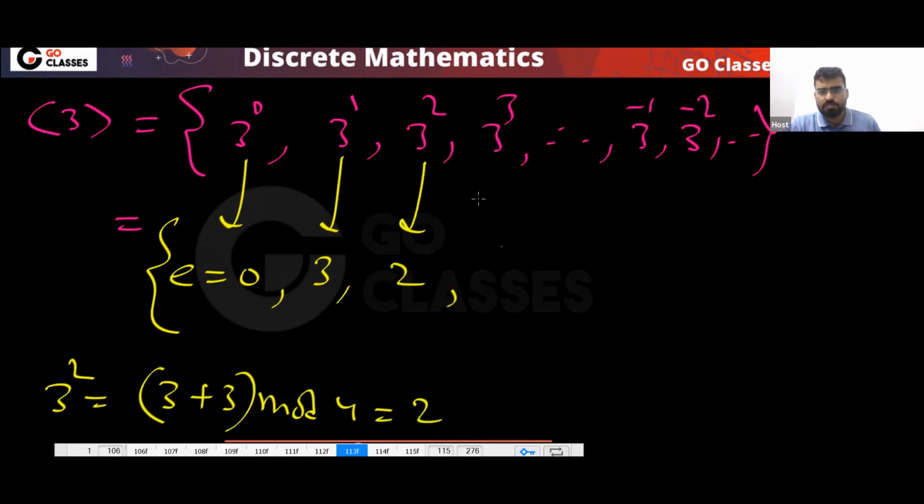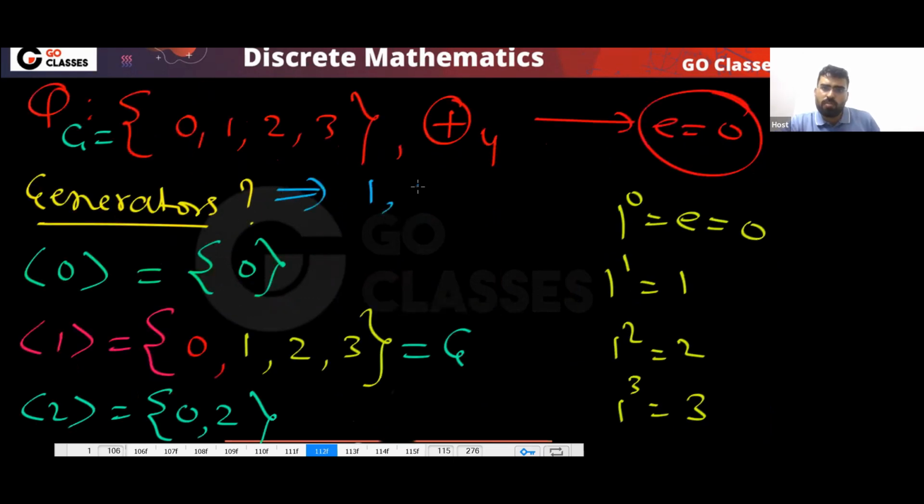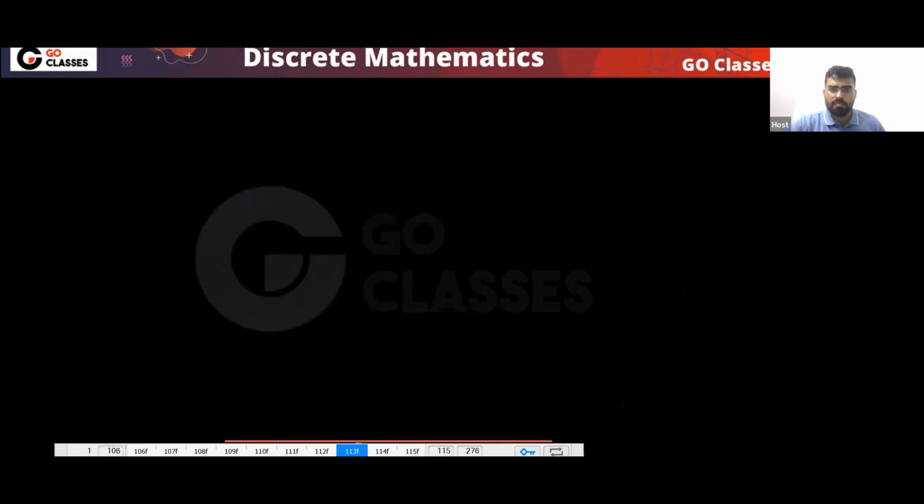What is 3 power 3? That will be 27 mod 4, and that is 3. What is 3 inverse? 3 inverse is 3. So everything you got. So actually you got G. This is what you wanted. So finally, what are the generators? The answer is 1 and 3. These are the generators.